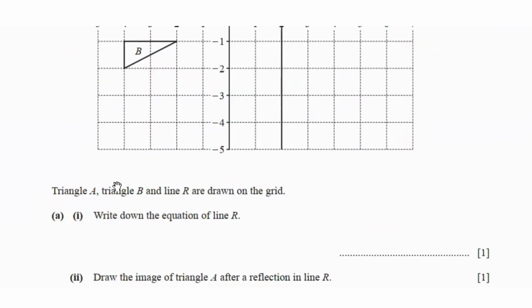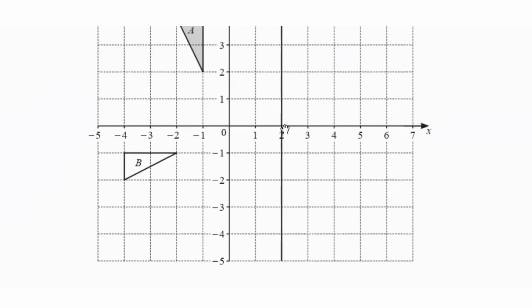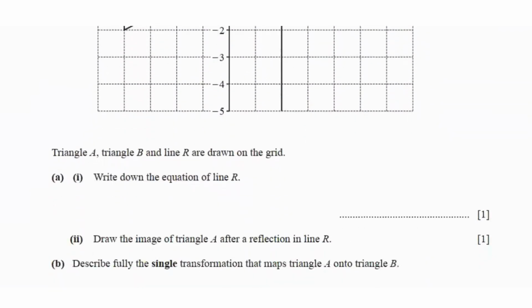Question number 2 says triangle A, triangle B, and line R are drawn on the grid. Write down the equation of line R. So as you can see, line R is passing through x equals to 2. And since it's a vertical line, just passing through x equals to 2, that's going to be the equation. X equals to 2.